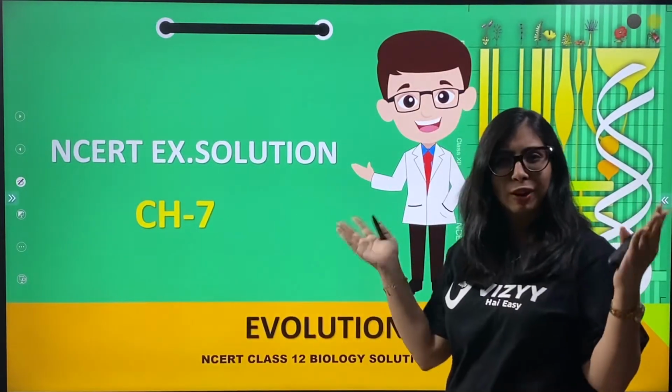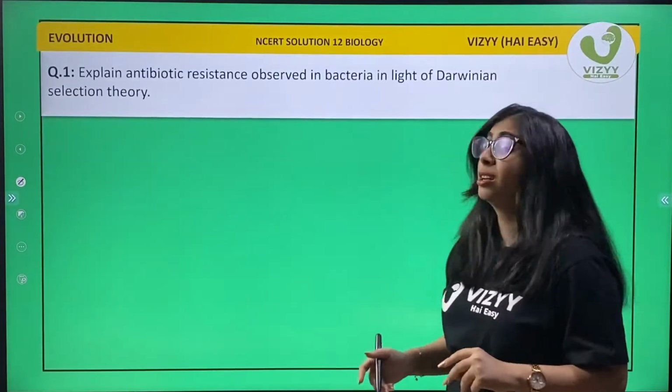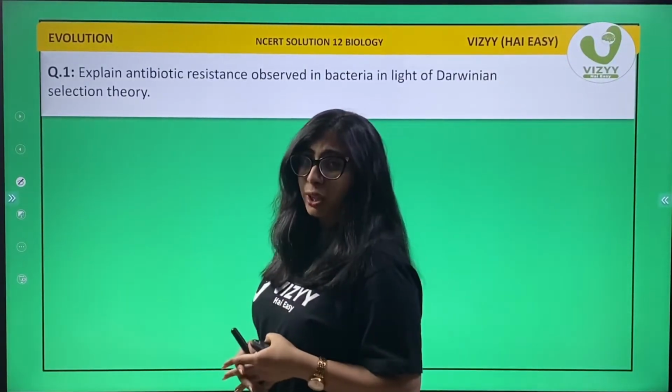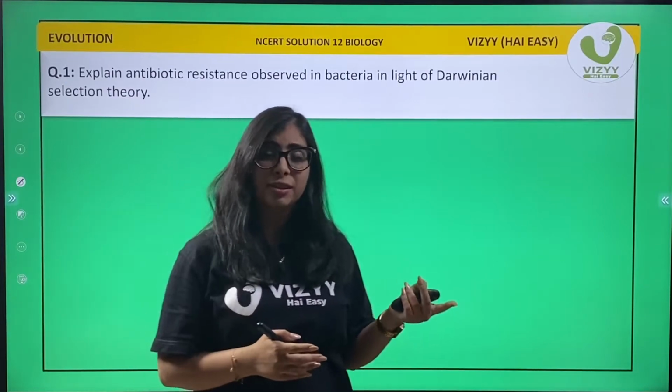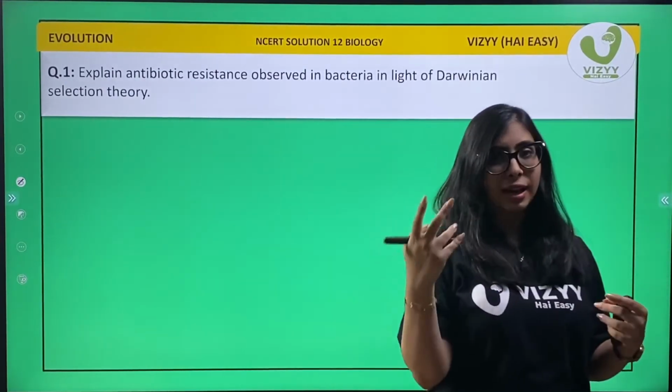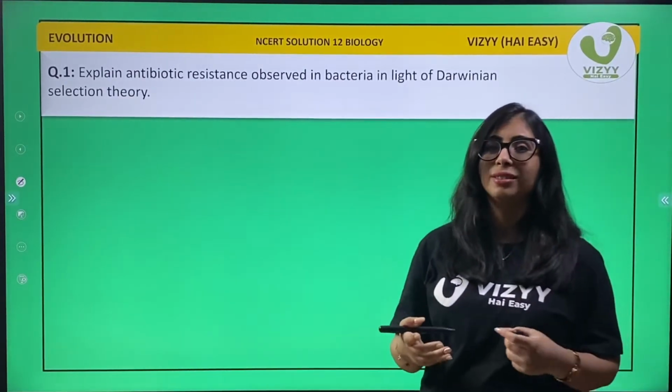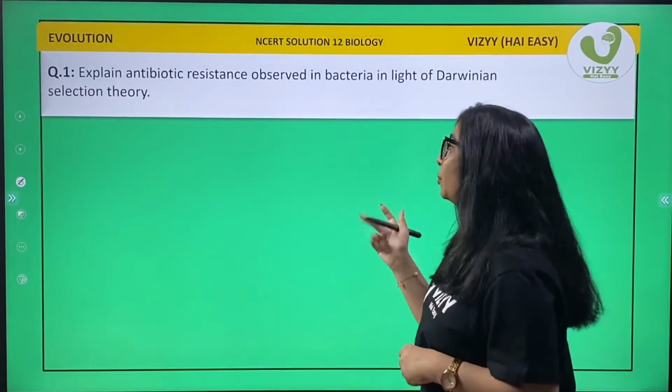Chapter 7 is evolution. In this session we're going to discuss two things: one, how you're supposed to write an answer, and two, explanation of a specific answer. So students, let's start with question 1.